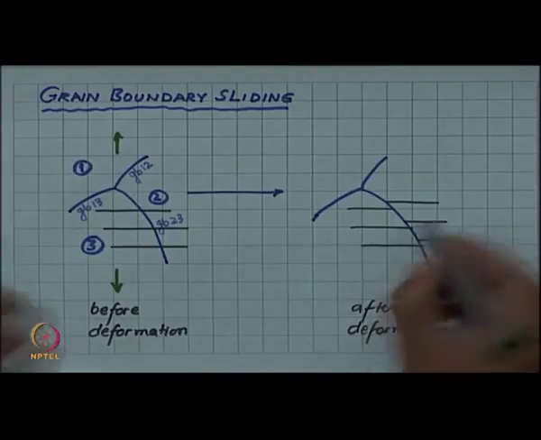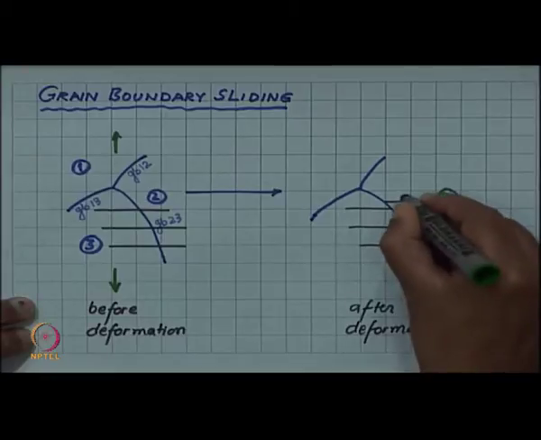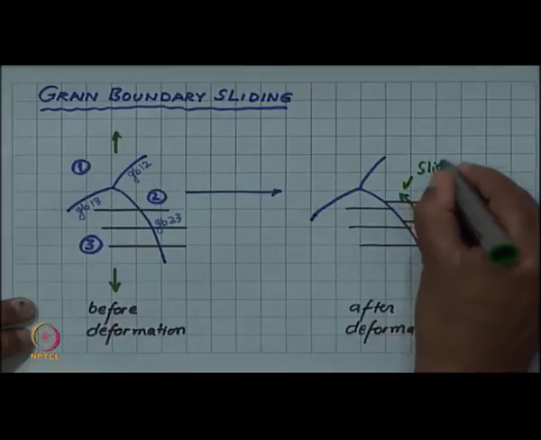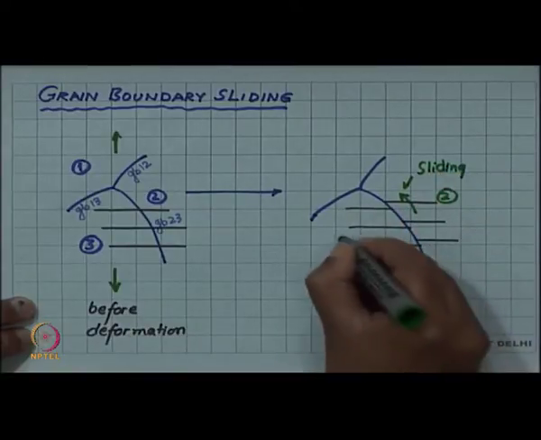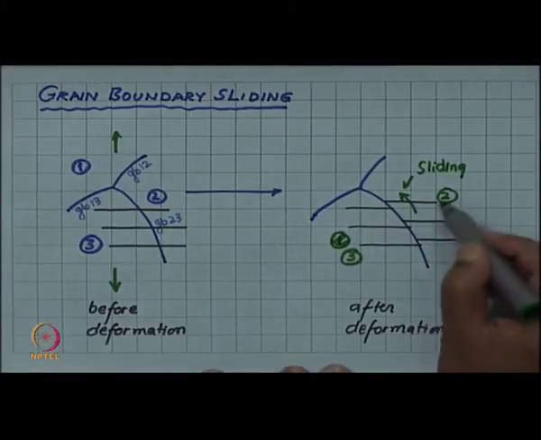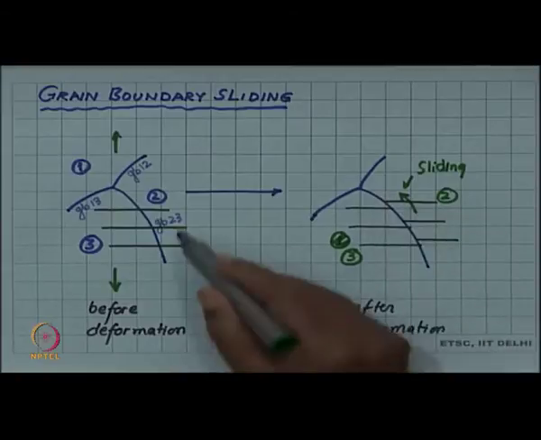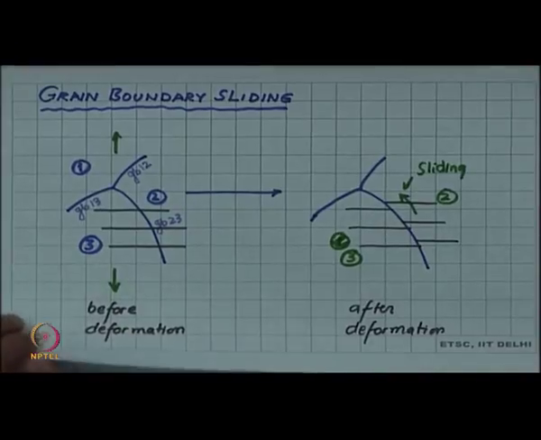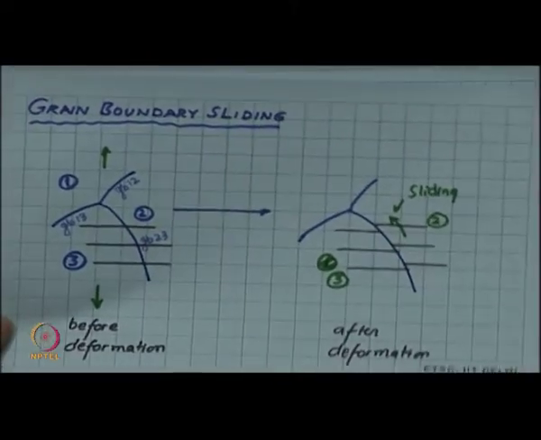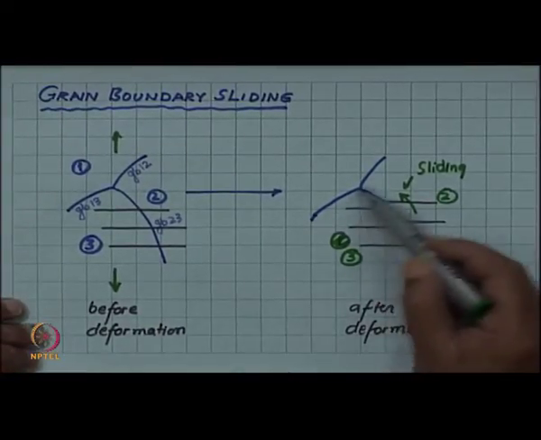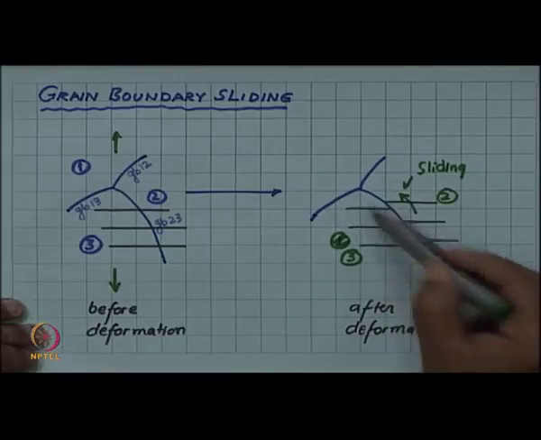So, which means this grain 2 has slid upwards with respect to grain 1 across the grain boundary. So, grain 2 and grain 3 are sliding on the grain boundary 2 3. So, this is yet another mechanism which is possible, and this is again possible at high temperature, because at high temperature only the grain boundaries become weaker and allow for this kind of sliding.